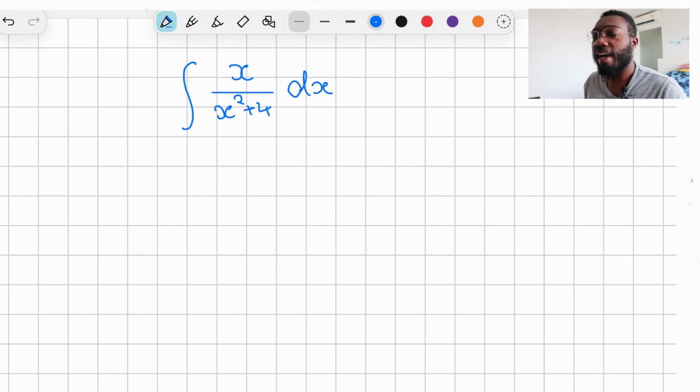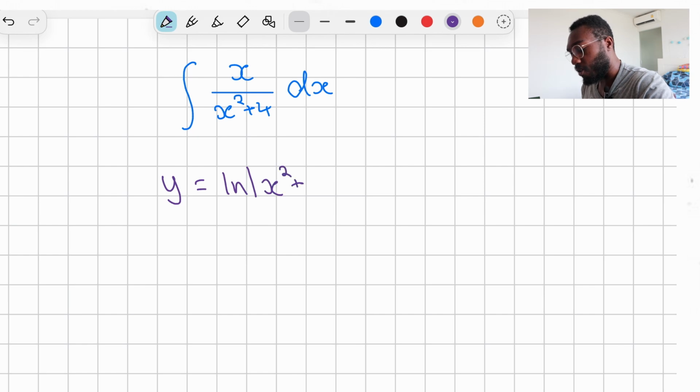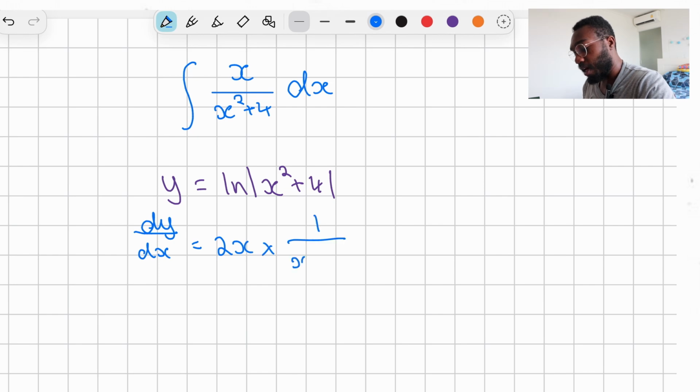So now we have this one, we have x over x squared plus 4. So again, we would get a ln because we have the x squared plus 4 on the bottom. So again, let's just consider that y is equal to ln of x squared plus 4, okay? Now let's differentiate. So if we differentiate this, what do we get? We would get a dy over dx that is equal to x squared plus 4 differentiated, which gives us a 2x, times by 1 over x squared plus 4, which gives us 2x over x squared plus 4.